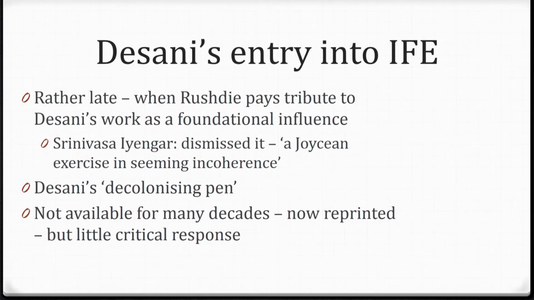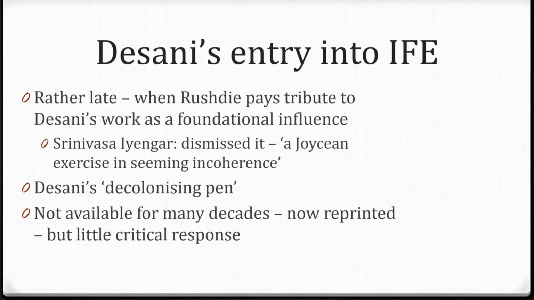And Desani's entry into Indian fiction in English is very interesting. It's a rather late entry that he makes into the oeuvre of Indian fiction in English. And Srinivasa Iyengar, much before Rushdie had paid tribute to Desani, had dismissed Desani's All About H. Hatterr, saying that it's a Joycean exercise in seeming incoherence. And due to this and various other reasons, and because of the complicated publishing history that H. Hatterr has, the Indian critical tradition had paid very little attention to Desani for a very long time.